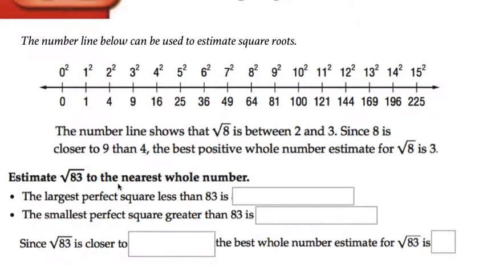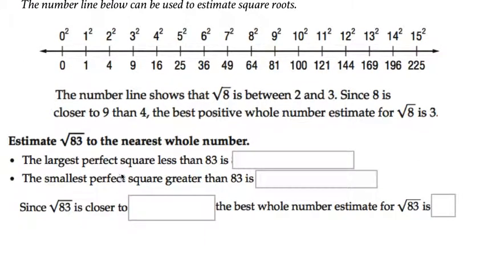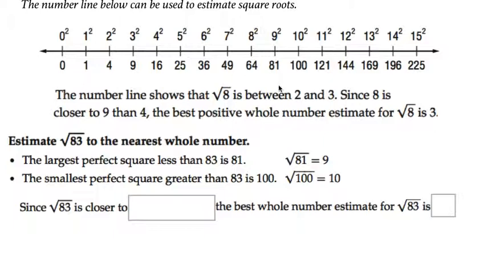So let's do another one. Let's take a look at the square root of 83. If we wanted to estimate the square root of 83 to the nearest whole number, again, let's find where 83 would fall. Well, 81 is pretty close, and 100 is the next higher value. So the largest perfect square less than 83 is 81, which gives us a value of 9. The smallest perfect square greater than 83 is 100, which would give us 10. But since 83 is closer to 81 than it is to 100, our best estimate would be 9.